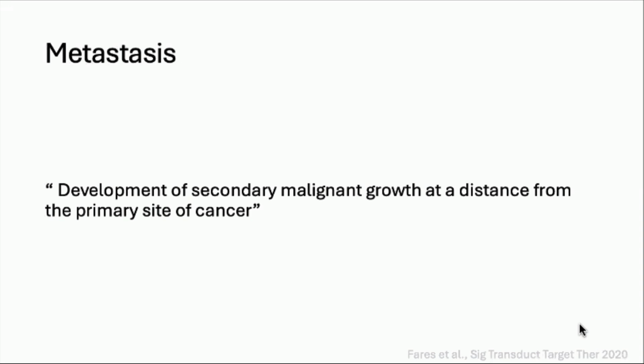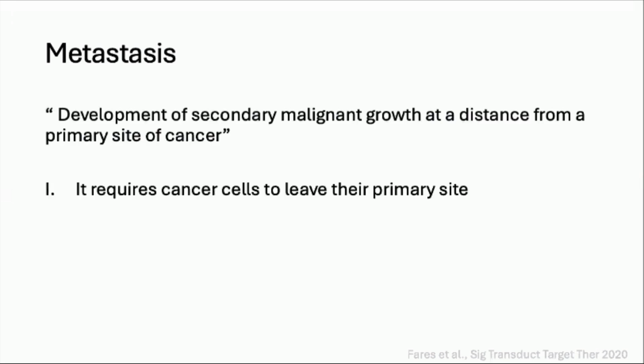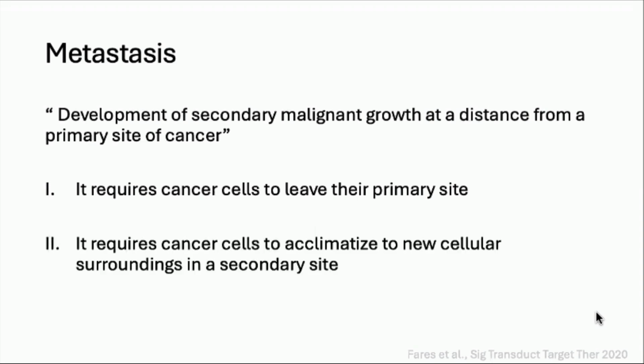Now, metastasis is defined as the development of a secondary malignant growth at a distance from the primary site of cancer. It's the hallmark of cancer responsible for the greatest number of cancer-related deaths, and is also a key cause of failure of cancer therapy, which eventually leads to patient mortality. It requires cancer cells to leave their primary site, circulate in the bloodstream, endure the pressure within blood vessels and thrive in that environment, and acclimatize and adapt to new cellular surroundings in a secondary site while escaping immune cell activation and destruction. So there are a couple of things that cancer cells will need to adapt in order to be able to do this.